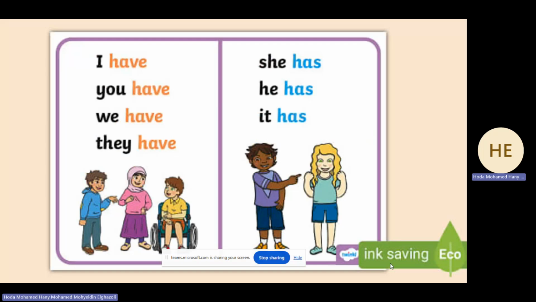So if it's a plural subject like I, you, we, they, or students, children, people, we use have with the plural subject. And if it's one person or singular, like she, he, it, the child, the teacher, the cat, the dog, then we use has.